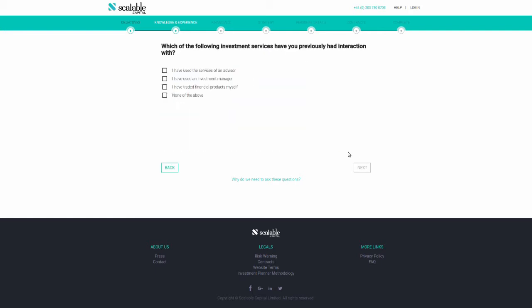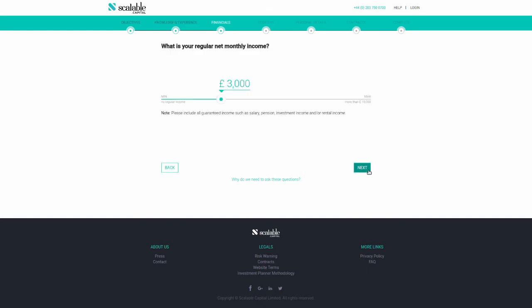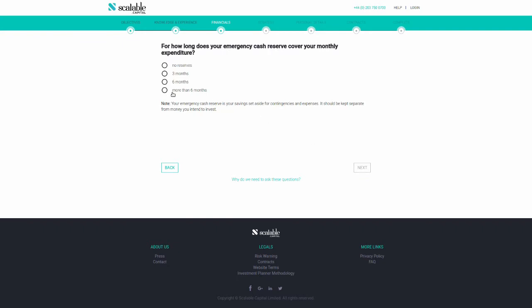Which of the following investment services have you previously had interaction with? Well, I used to advise the advisors. I've signed up for Nutmeg, so I suppose I have used an investment manager, and I certainly have traded financial products myself. What's my regular net monthly income? Easy? 0. My monthly outgoings? Yes, about 1,800. Excluding property, I'd say my net worth is about 150k. And my cash reserve is more than 6 months.